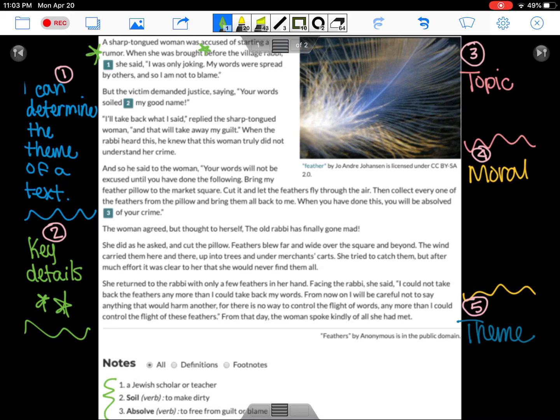Alrighty. In paragraph 2, "But the victim demanded justice, saying, 'Your words soiled my good name.'" This is a good detail, but it's probably not a main key detail because it really matches that she's being accused. This is what the victim is accusing her with. In paragraph 3, go ahead and take a look at that and see if we think that that has any key details.